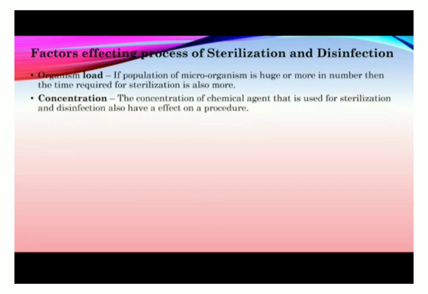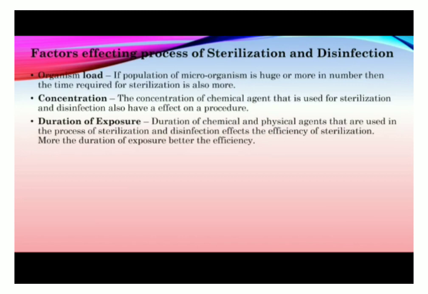Second is concentration. The concentration of the chemical agent used for sterilization and disinfection also has an effect on the procedure. If we are using a chemical substance for sterilization and it is more concentrated, then sterilization will take place in less time. And if the chemical substance is diluted, less concentrated, then the time required for sterilization will also be more.